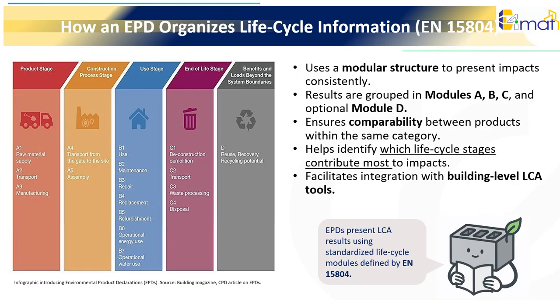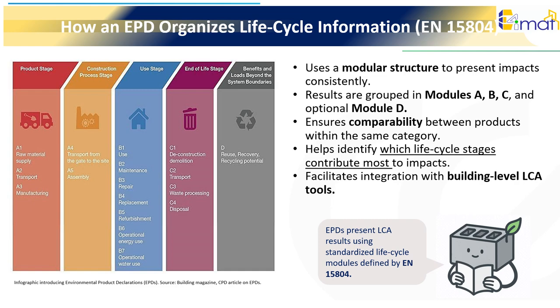On this slide, we shift our attention to how an EPD organizes environmental information, rather than revisiting the lifecycle stages themselves, which we have already covered. EPDs use the modular structure defined by EN 15804, meaning that all impact results are presented within a common set of modules. This includes the A, B, and C modules, along with the optional module D, which captures benefits beyond the system boundary.